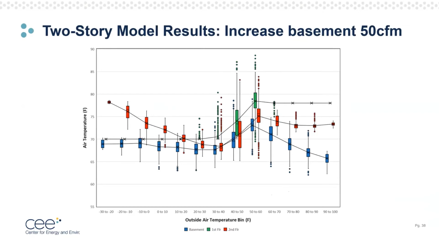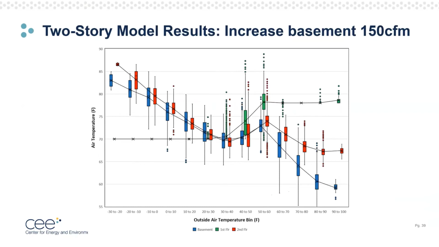You can see that the basement temperature was closer, but not quite up to the set point in the winter. The second floor temperature increased since the supply to the second floor stayed the same and the first floor supply decreased. You can see that the second floor temperature is below the first floor in mild weather, but above it in colder weather.